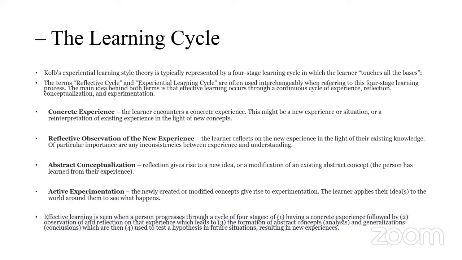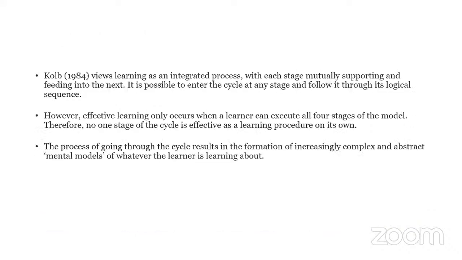When do we say that learning is effective? Effective learning is seen when a person moves through all these four stages of the cycle. That is, a person should have a concrete experience, then it should be followed by observation and reflection of that experience, which should in turn lead to formation of abstract concepts and generalizations, which are then used to test a hypothesis in future situations, resulting in new experiences. So all these things should happen for learning to be effective, right? So that is about David Kolb's learning cycle. This model says that effective learning happens only when a learner can execute all four stages of the model. Right?